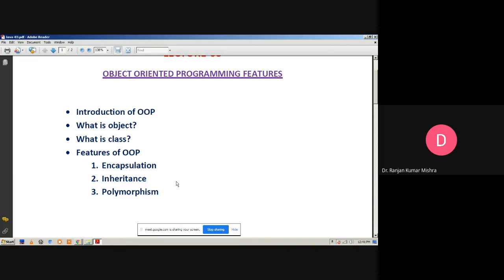Now, I conclude this session. In this session, we understood what we mean by object-oriented programming, what the different features are, what is an object and what is not an object, what a class is, what the communication tool between different objects or different classes is, and at the end of the session, we also discussed the features of object-oriented programming. Okay, thanks.